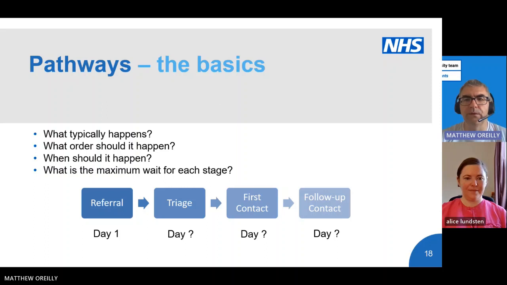So we're going to move on to start to look at pathways and in effect consider the order that events happen. And when we're looking at pathways, we think about what typically happens, what order should it happen in, when should it happen, or how frequently should it happen, and then what would be the maximum wait for each stage within that pathway. And you can see here we've got a very simplistic view of a very simple pathway, which is probably not like many of the pathways that you're used to managing or working within, but it's purely for illustrative purposes.